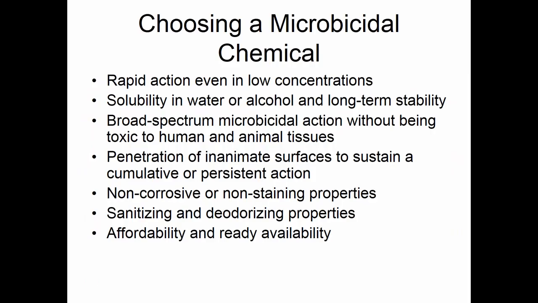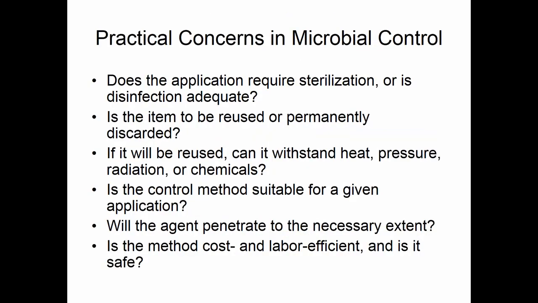If you want to choose a chemical, what do you want to keep in mind? You want it to kill most organisms. You want it to act fast. You want it to penetrate inanimate surfaces. You want it to sanitize and deodorize. So all of those things that we talked about are variables, things that you take into account when choosing a chemical. And there's no right or wrong reason.